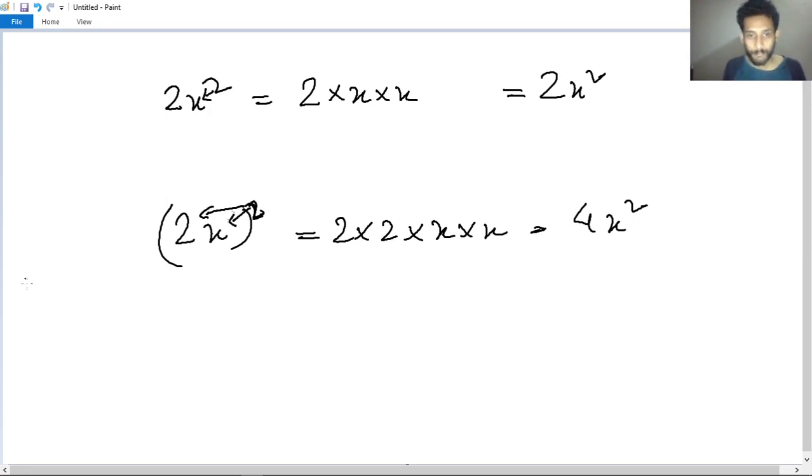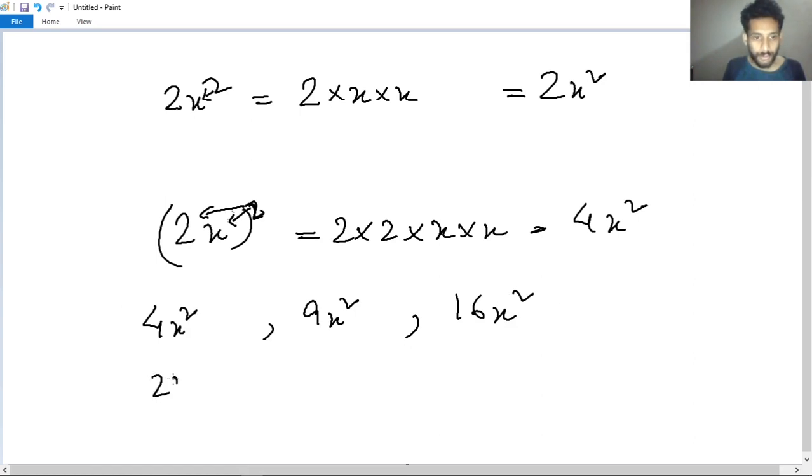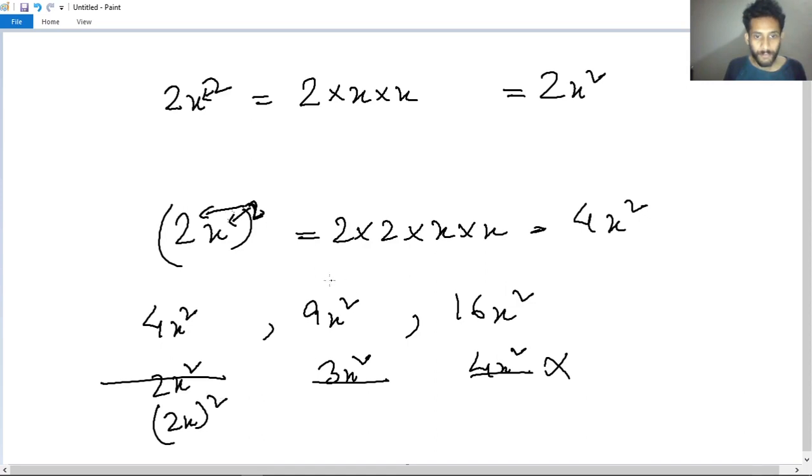This part is important because most of you, when you get 4x square or 9x square or 16x square, what you do is you just write 2x square here, you write 3x square, or here you write 4x square. But these parts are wrong. 4x square in terms of square you have to write like this. 9x square in terms of square you have to write like this, and 16x square in terms of square like this.